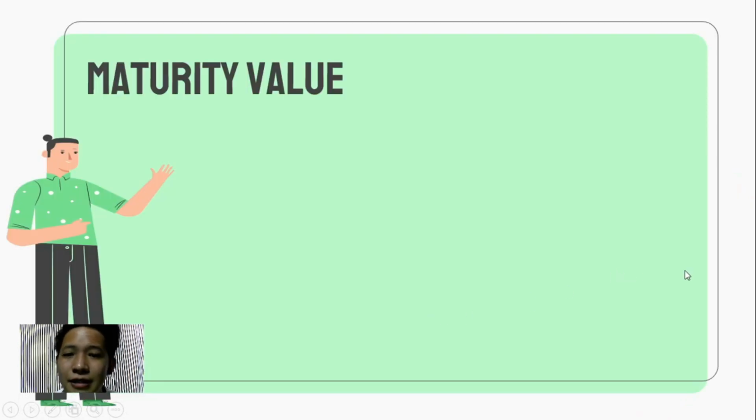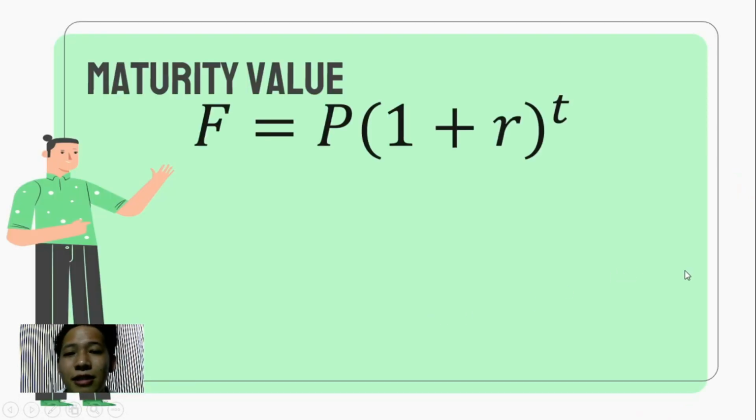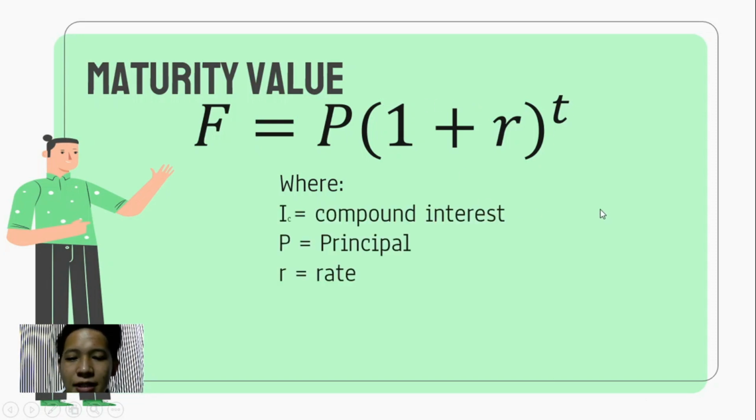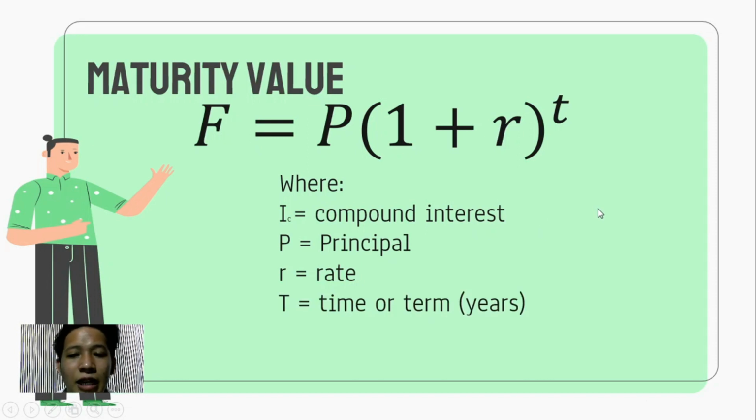So let us have first a review of the formula in getting the maturity value of a compound interest, to which the future value is equal to the principal multiplied by 1 plus the rate raised to time, to which P is the principal, R is the rate, T is the time or the term.